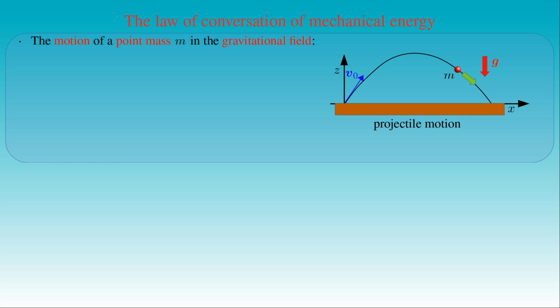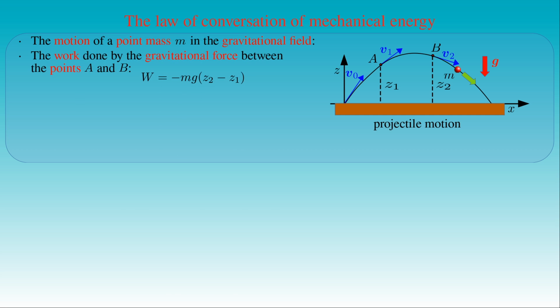Let us consider two arbitrary points A and B on the parabola with the vertical coordinates z1 and z2, where the instantaneous velocities of the point mass are denoted by v1 and v2. We already determined the work W done by the gravitational force when a body of mass m moves from one point to another one, for example from the point A to the point B. Then the work W is given by minus the mass m times the magnitude of the gravitational acceleration g times the vertical distance of the points A and B, that is z2 minus z1.